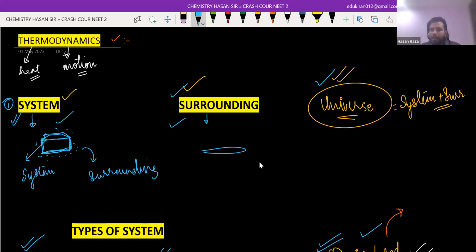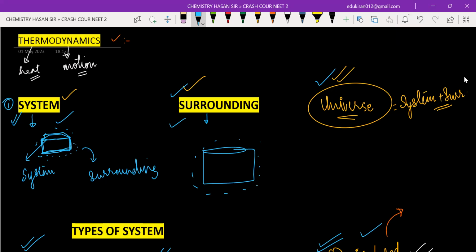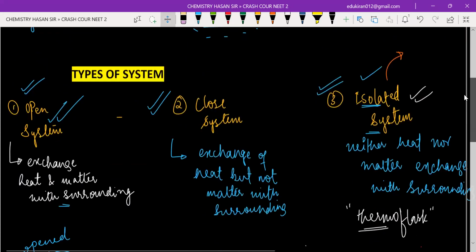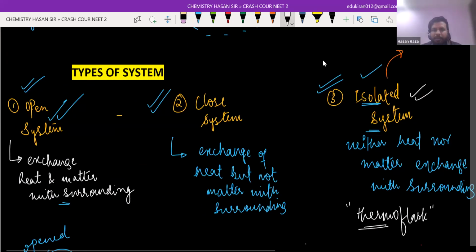Let's say this is your container. So this container is your system. And after this boundary, this is your surrounding. And if you add both system plus surrounding, that will give you the universe. Is that clear, Arpit? Yes, sir. Now see, types of system. There are three types of system: open system, closed system, isolated system.